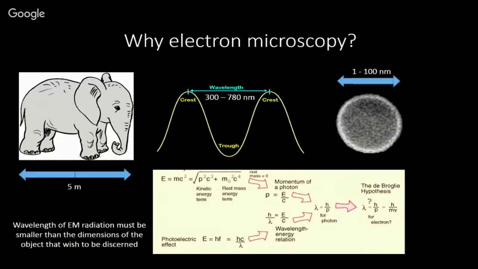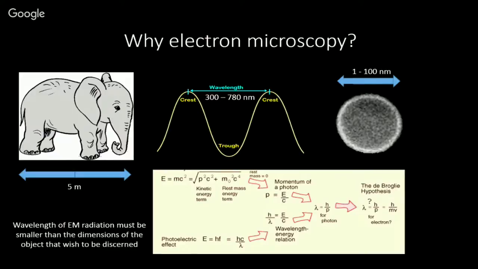So the wavelength of electrons is directly proportional to the Planck constant, which is a constant, and inversely proportional to the momentum. And the momentum is the product of the mass, which is a constant, and the velocity. So if you increase the velocity of the electrons, you're going to drop the wavelength. And as you drop the wavelength, you can go down much lower than 100 nanometers.